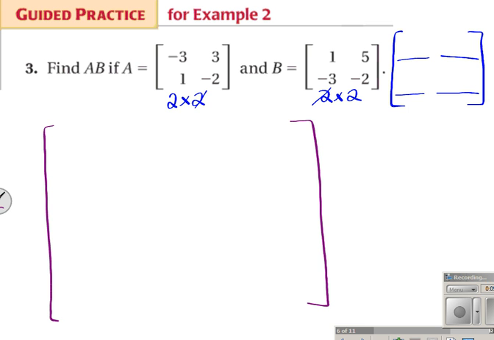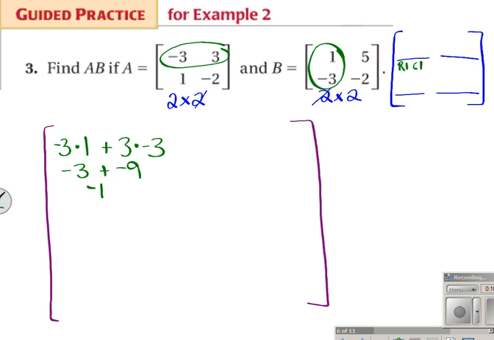So I'm going to start with first position, which is row 1, column 1. And you don't need to write all these things in as you're doing it. I'm just writing them in to help us stay organized as we're learning to do this. So we're multiplying row 1 times column 1. So first element -3 times first element 1, plus second element 3 times second element -3. So we get -3 plus -9, which is -12.